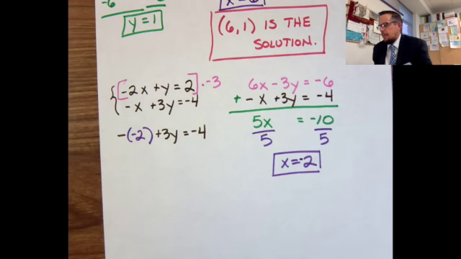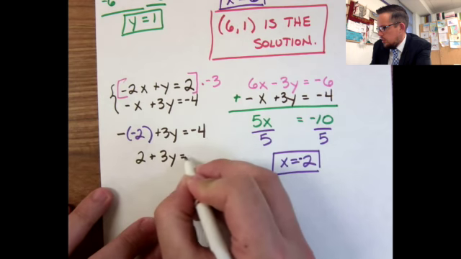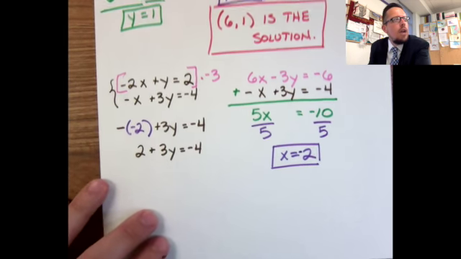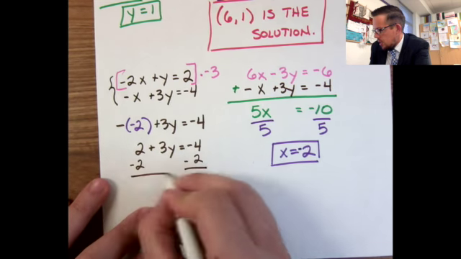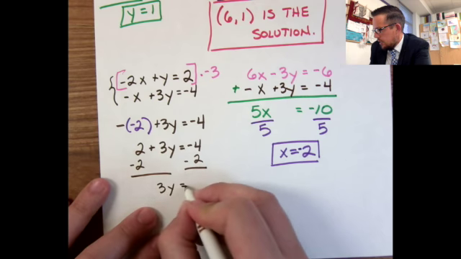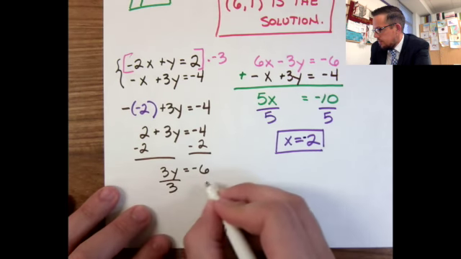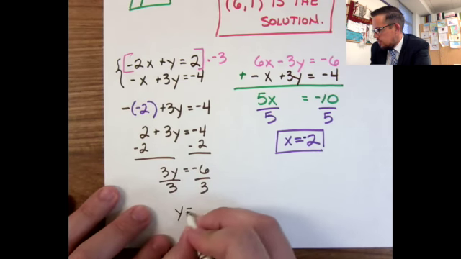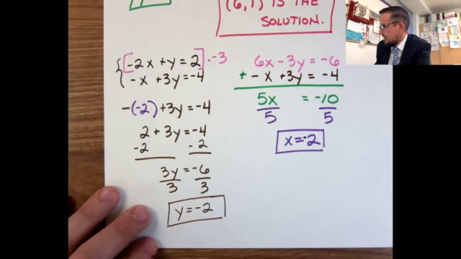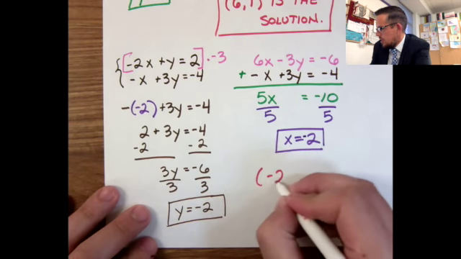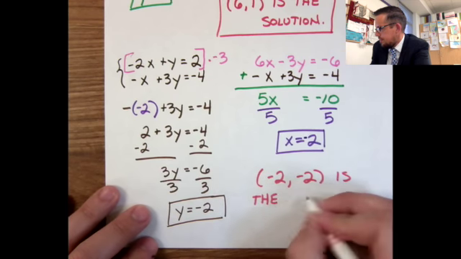Tiny little bit of algebra here, not that big a deal. Negative 2 is 2. All right, subtract 2 on both sides. I get 3y equals negative 6. And then divide both sides by 3. They're both negative 2. It's an amazing coincidence. Negative 2 is the solution.